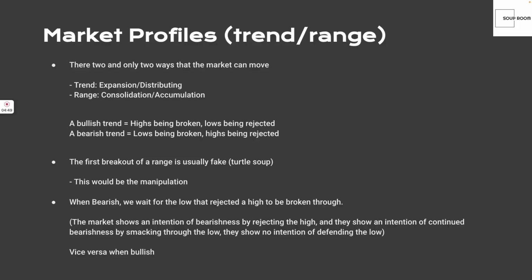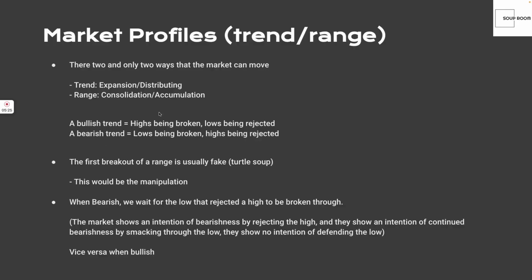A bullish trend means highs are being broken and lows are being rejected. It's the opposite for a bearish trend, lows being broken, highs being rejected. What does that statement mean? These two statements, bullish trend and bearish trend equals highs being broken, lows being rejected; lows being broken, highs being rejected. This is the answer to understanding what program is the market in, buy or sell.